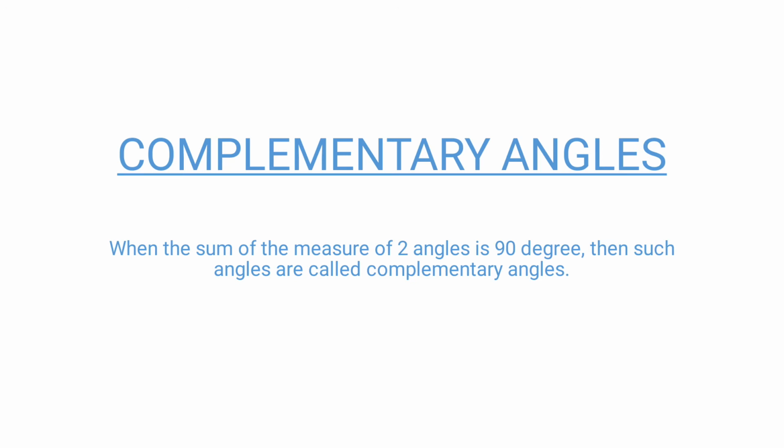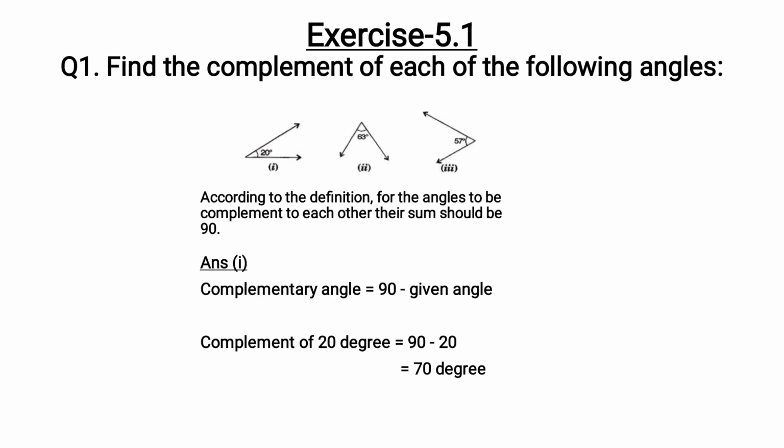What do we mean by complementary angles? Well, when the sum of the measures of two angles is 90 degrees, then such angles are called complementary angles. Here, let us understand it with the help of an example given in exercise 5.1. Question 1. Find the complement of each of the following angles.